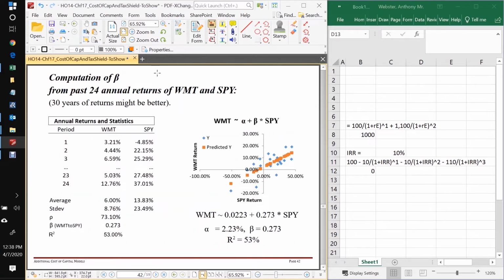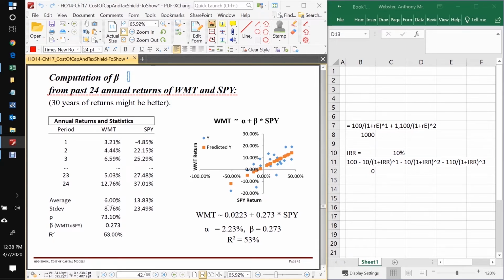Okay, so I went through and I did the regression for us, and I don't remember exactly why, but I just used 24 years instead of 30 years. I'm sure I had a good reason for that at the time, but I honestly can't recall it. 30 years would have been better. So here's a list of the returns that I had for Walmart and SPY. So first year, second year, Walmart 4.44%, SPY 22.15, et cetera.